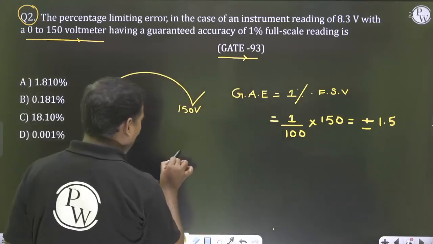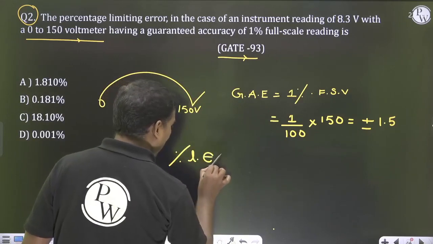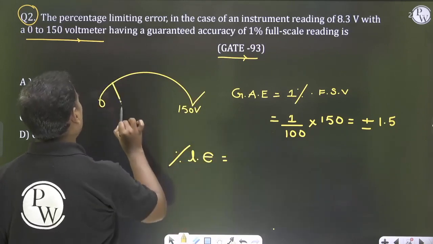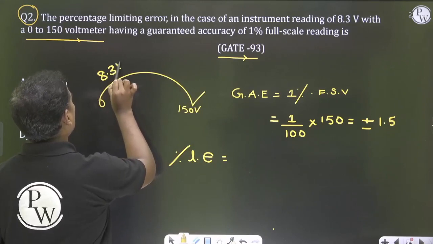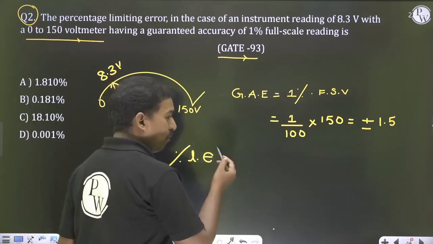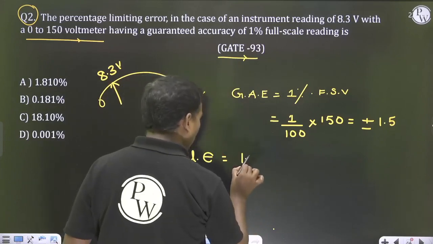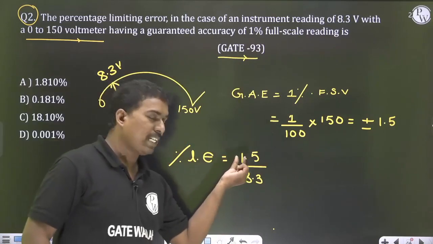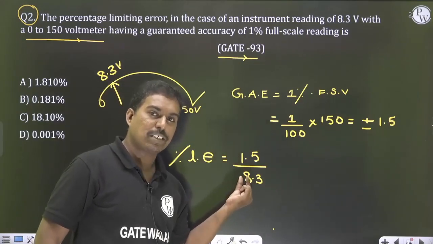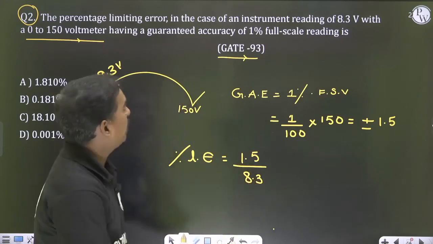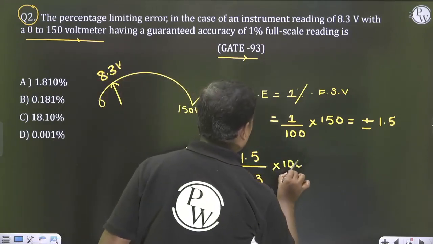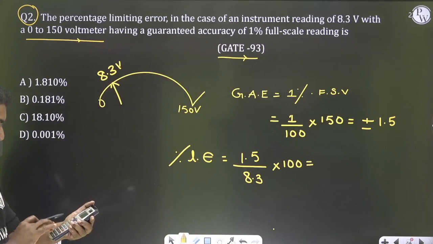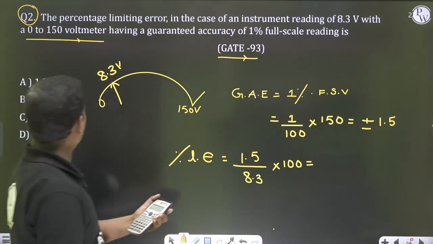So how do we calculate the percentage of limiting error? It is for the reading that he is going to take, which is 8.3 volts. So the error is limited for 8.3, that is the true value. The error with respect to the value to be measured, 8.3, is how much? Check it. So 1.5 divided by 8.3 times 100, you are going to get 18.07.